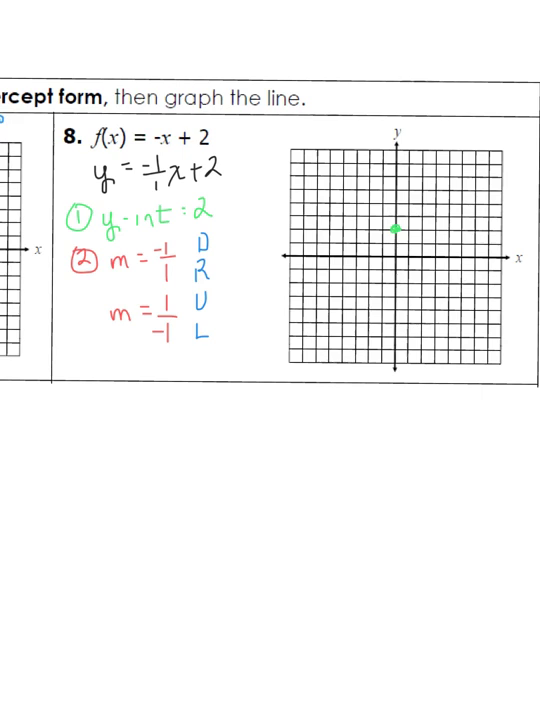For the first one, I'm going to start with the first direction, and I'm going to go down 1 to the right 1, down 1 to the right 1. I'm going to plot a point every time, down 1 to the right, down 1 to the right, and I'm going to fill it all the way in. So here we go.